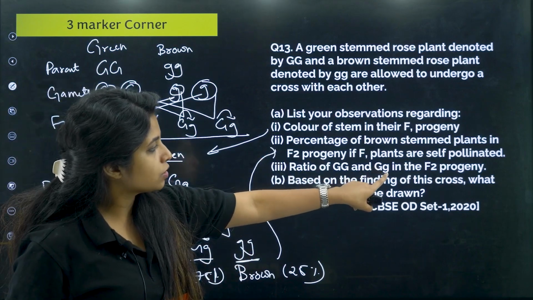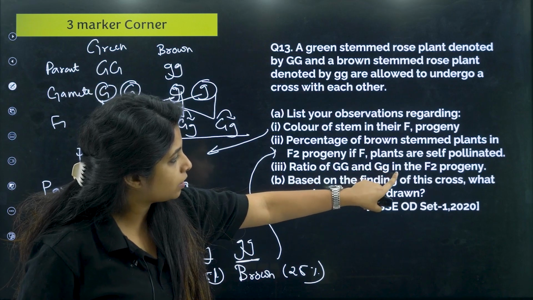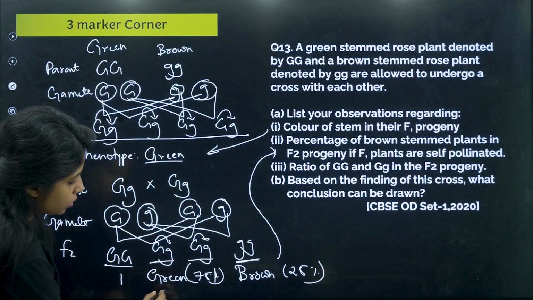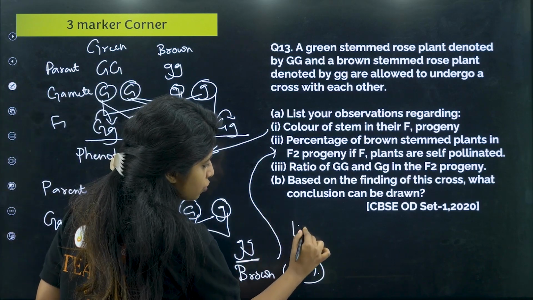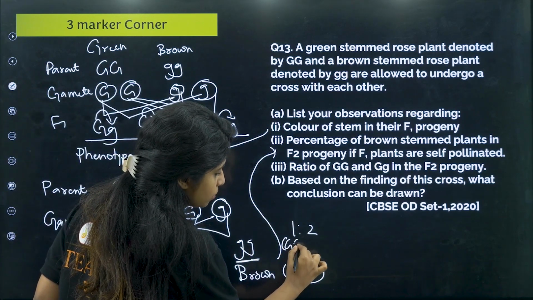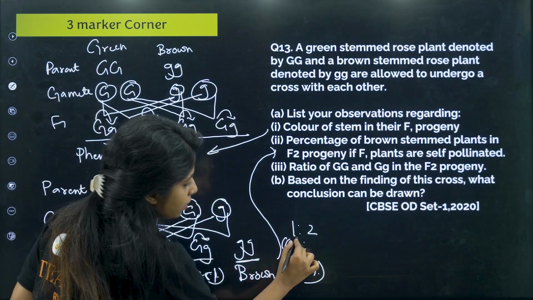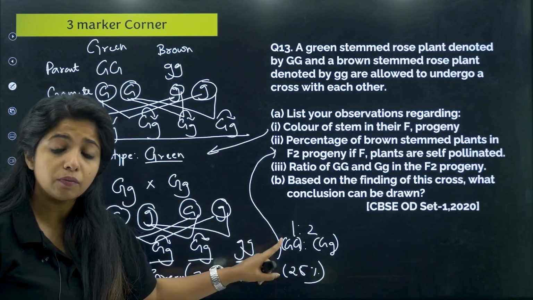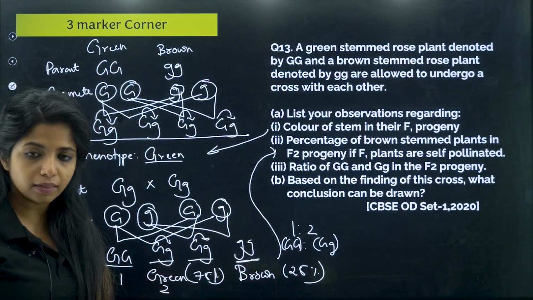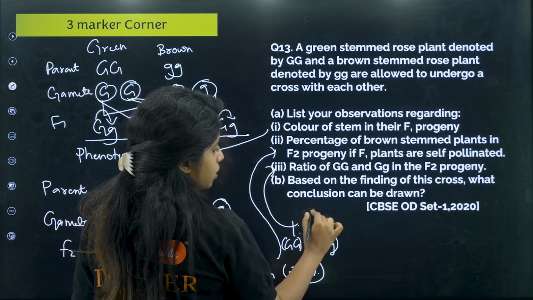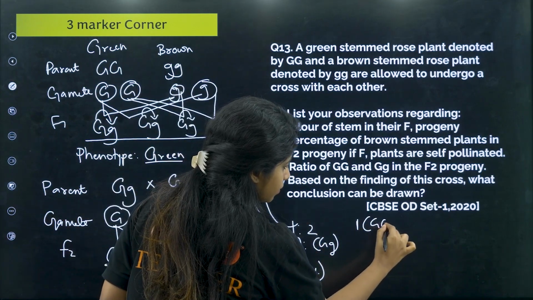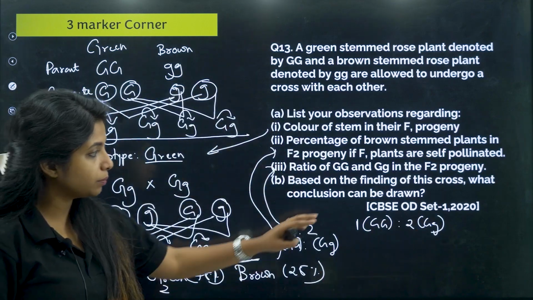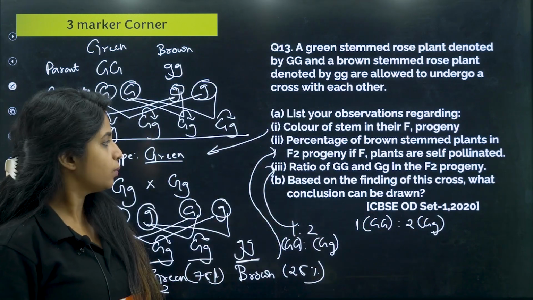Ratio of capital G capital G and capital G small g in F2 progeny. So this is only 1. If you see, this is 2. So what is it in F2 progeny? 1 is to 2. Where 1 is capital G capital G, sorry, and 2 is capital G small g. You have to mention like that. How will I understand which one is 1? If you just write 1 and 2 and come like that, it will be wrong. Okay, you won't get marks. So you write like this. That will be much better. So that the person who is checking the paper should understand what you mean.